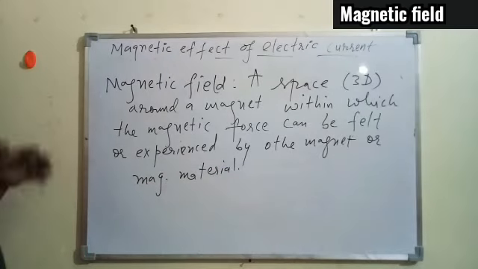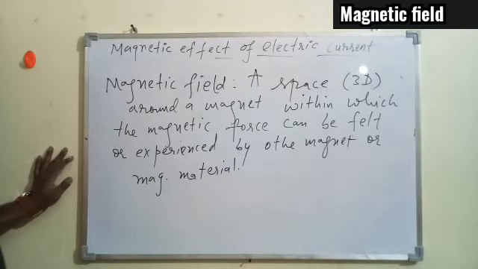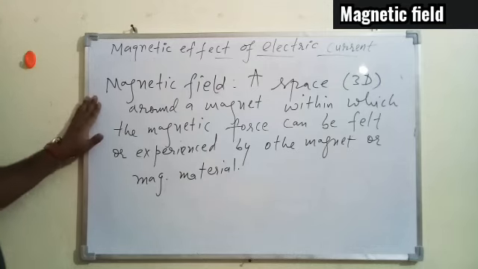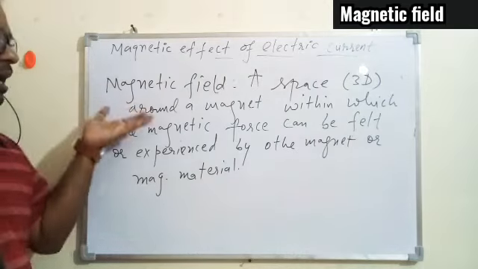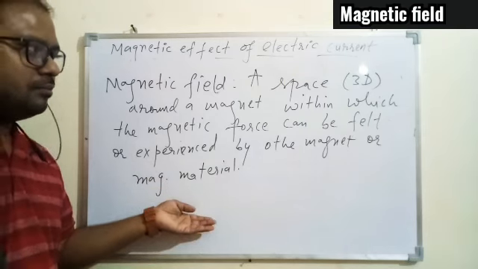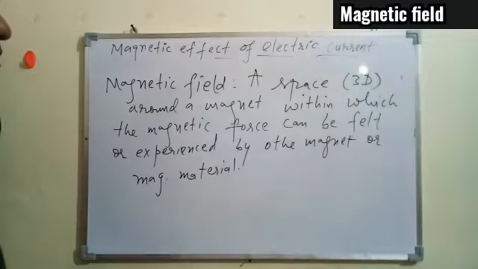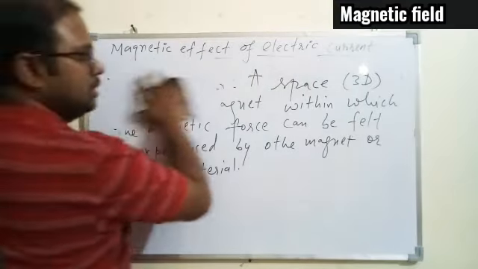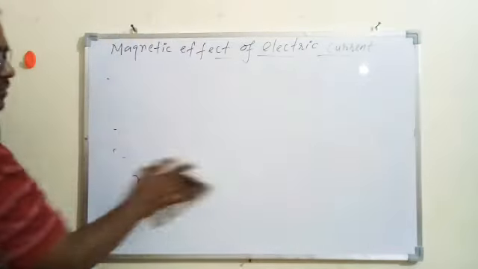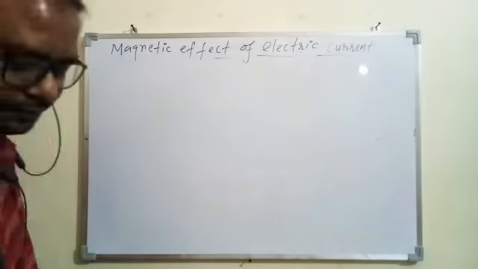Okay, so I hope this definition is clear. The space around a given magnet in which the magnet can attract or repel the other material is basically called magnetic field. So I hope this much is also clear. So just a space.